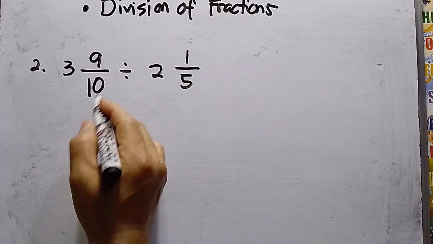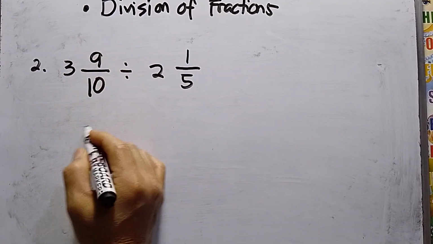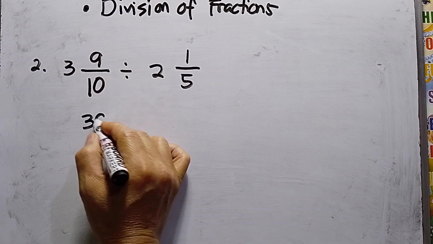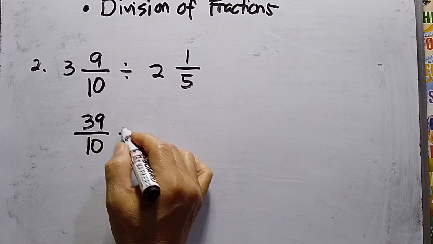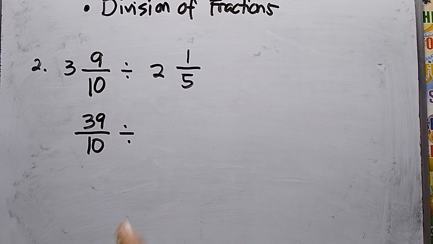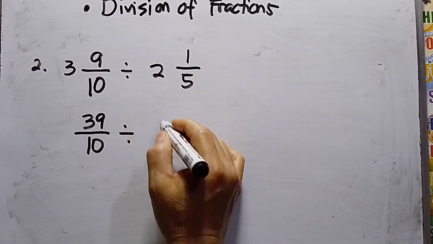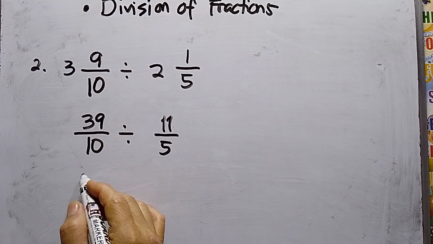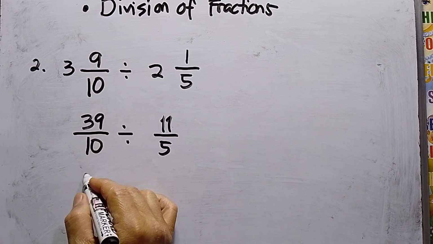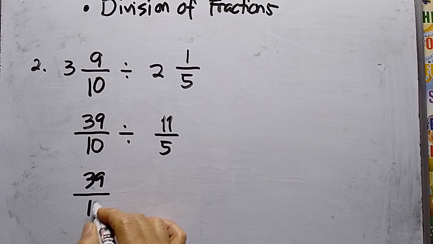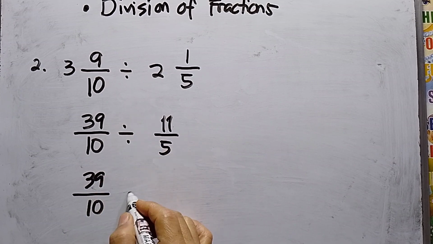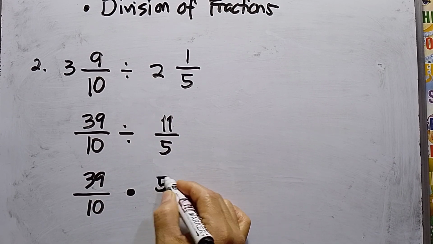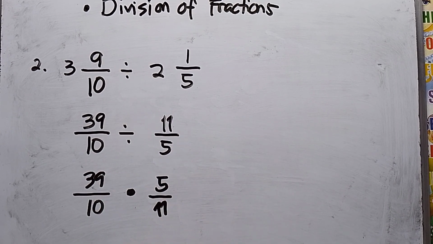So this will be, simplify this mixed number. So 3 times 10 plus 9 is 39 over 10 divided by, this is 10 plus 1, 11, 11 over 5. Okay, so copy this fraction, 39 over 10. Change this operation to multiplication. Upside down of 11 over 5 is 5 over 11.